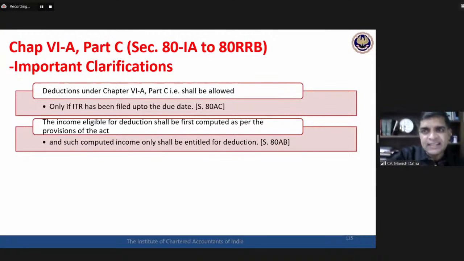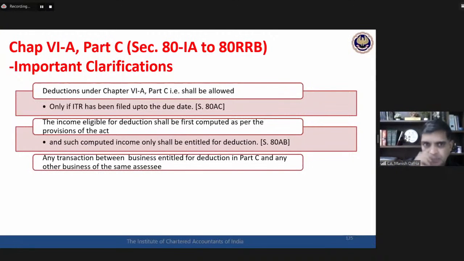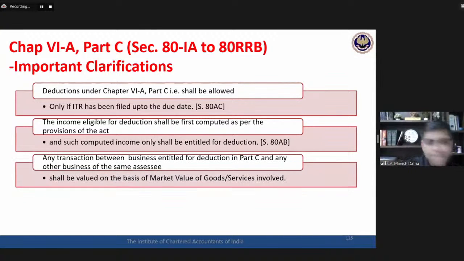Okay. Second clarification. This is important. What actually this third point is trying to say: any transaction between a business entitled for Part C deduction and any other business of the same assessee, this transaction has to be valued on the basis of the market value of goods or services involved. The transfer pricing provision, the arm's length price provision, would be applicable here. Now, what exactly is it?